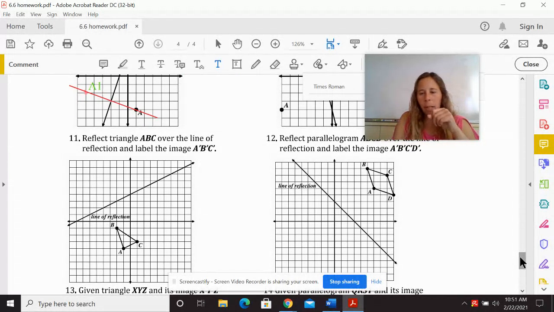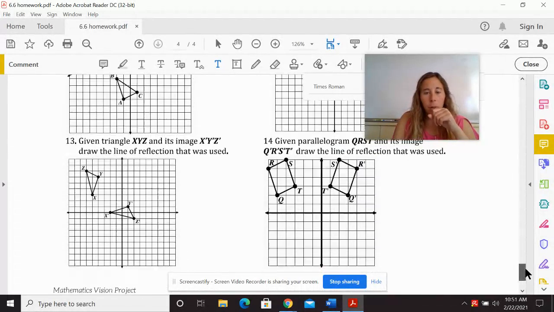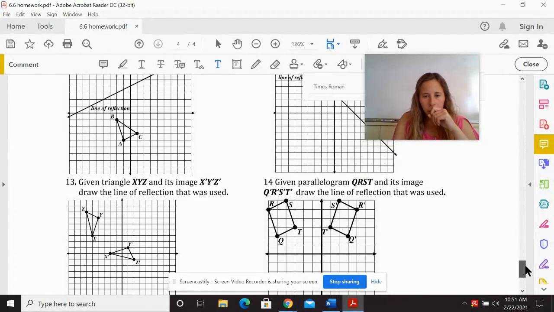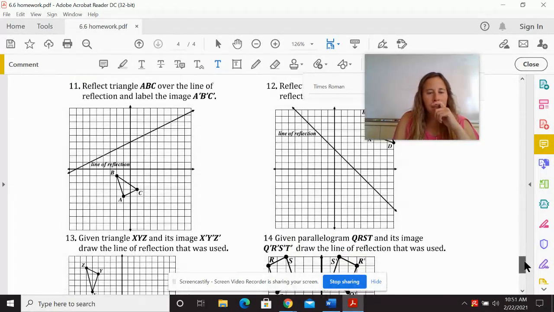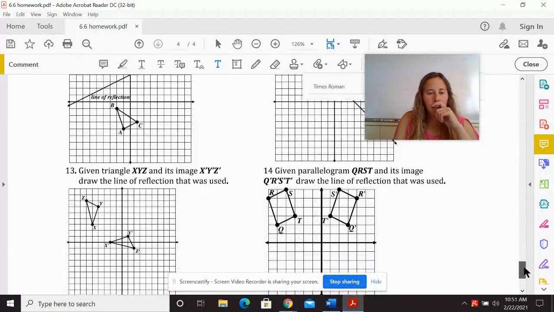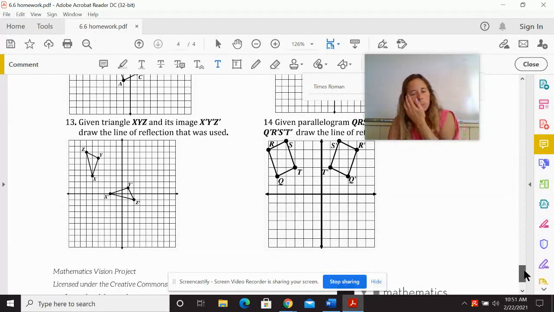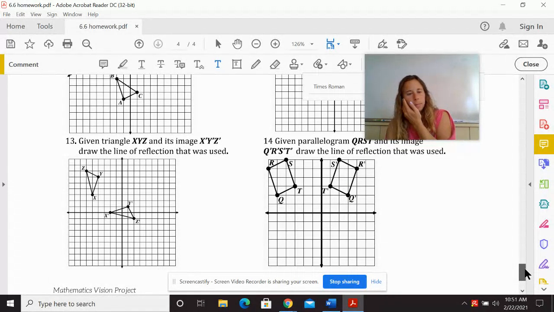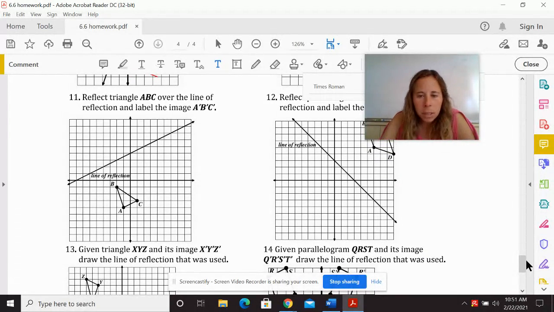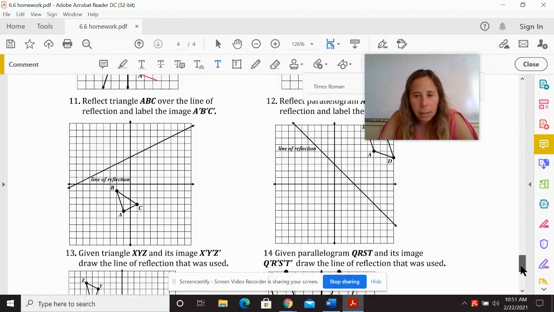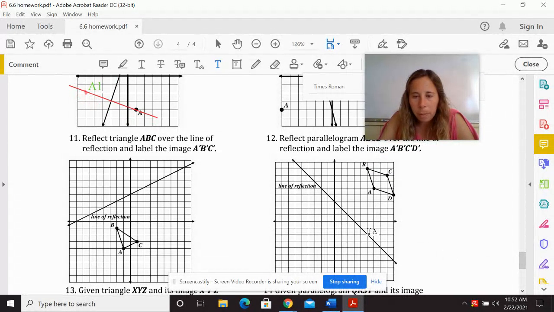So then number 10 is very similar to that. Okay, for number 11 through 14, 11 and 12, you're reflecting shapes over the line. And then 13 and 14, you're doing the opposite. You're drawing in the line of reflection. So let's look at, doesn't matter, I guess, number 12.